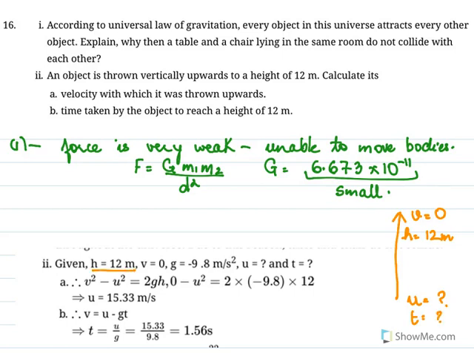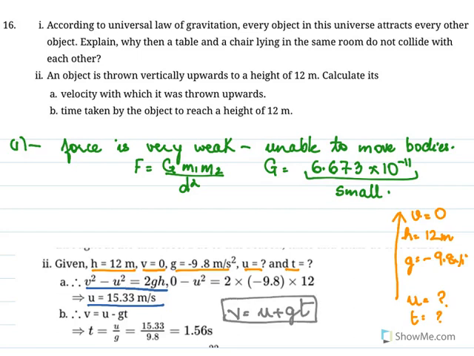So the height is 12, final velocity is 0 for a body thrown upwards. The g is minus 9.8 meter per second square. We have to find u and t. So for this we use the formula v square minus u square equal to 2gh. You put your values and you get your u as 15.33. And to find the time, you do v equal to u plus gt. Put your values in this and you will get your time.